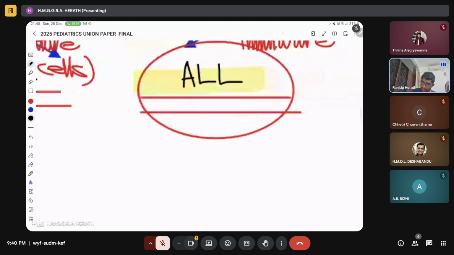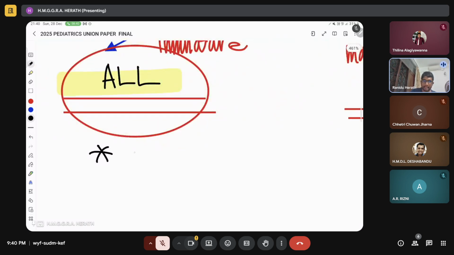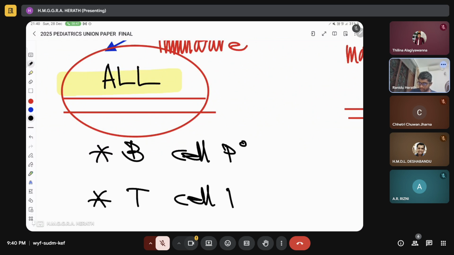ALL has a further classification. ALL can be due to B cell precursors, or ALL can also be due to T cell precursors. Understood?